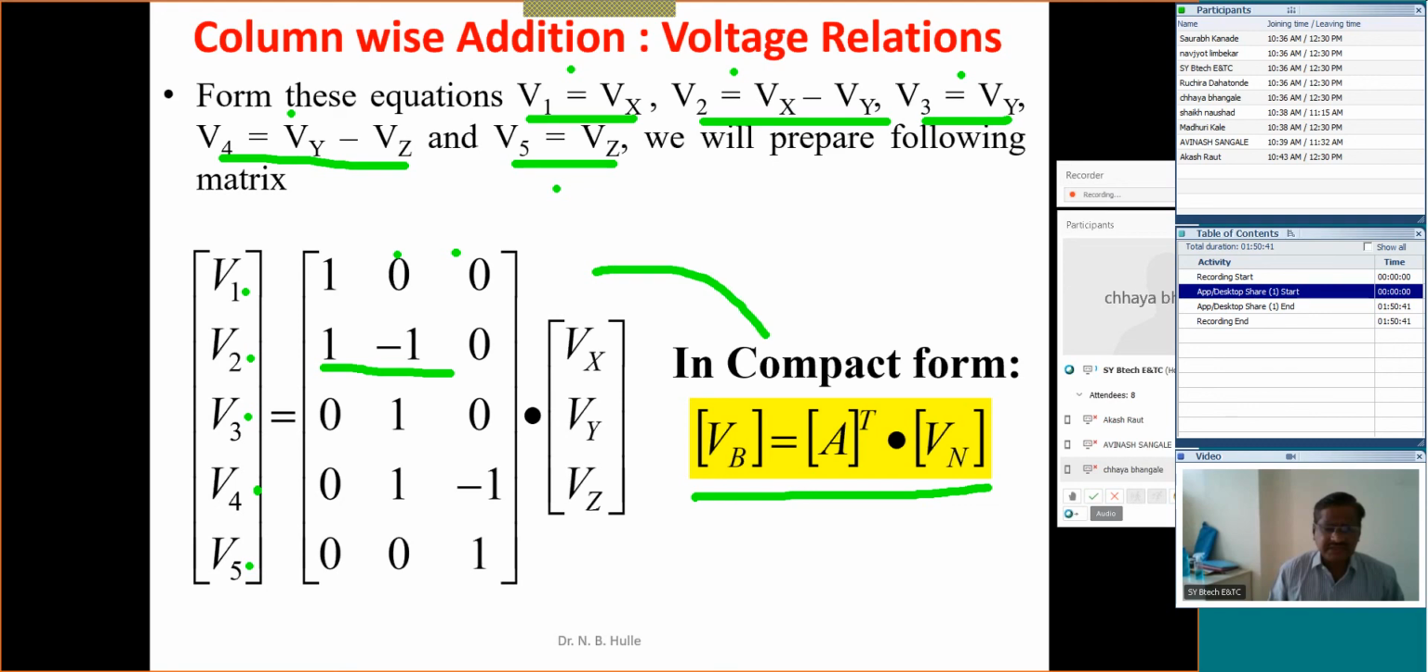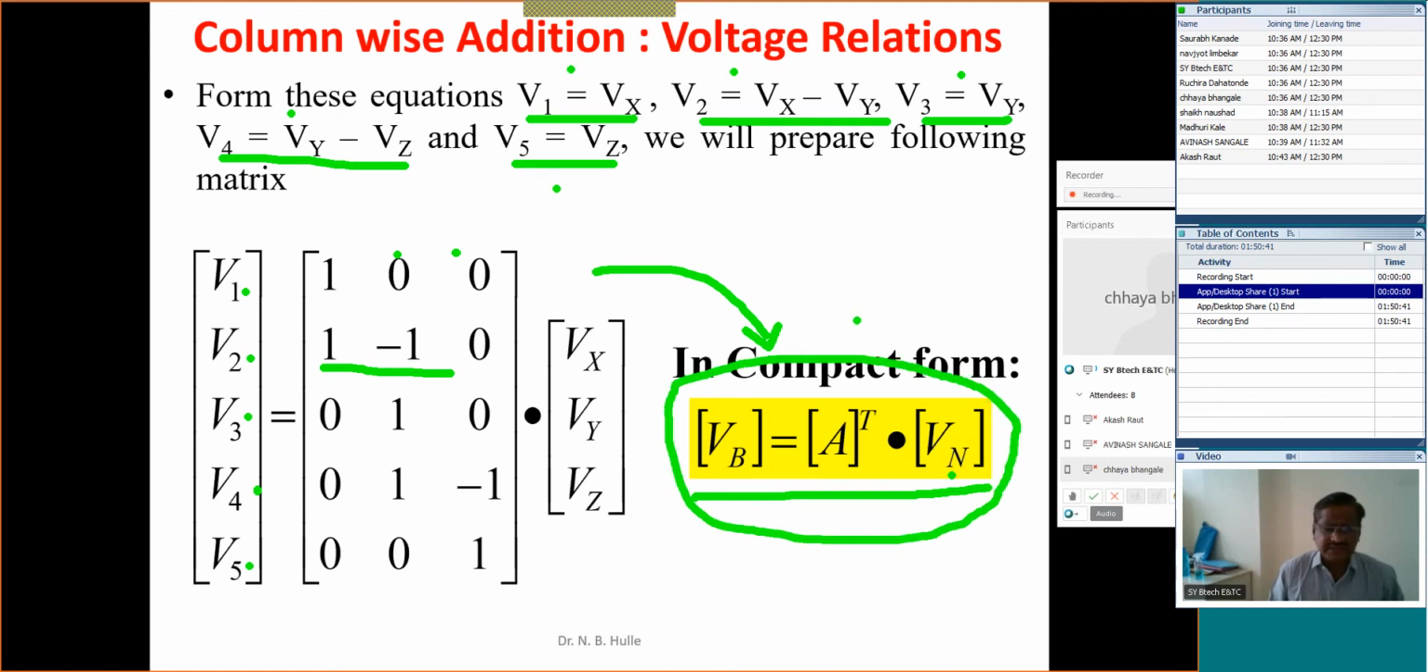From this matrix, we are organizing it in the compact form. Vb is the column matrix indicating the branch voltages. A transpose is the transpose of the reduced incidence matrix. And Vx, Vy, Vz is again the column matrix representing the nodes available in this particular graph. And this is the final equation which we will use many times for the calculation of the branch voltages.